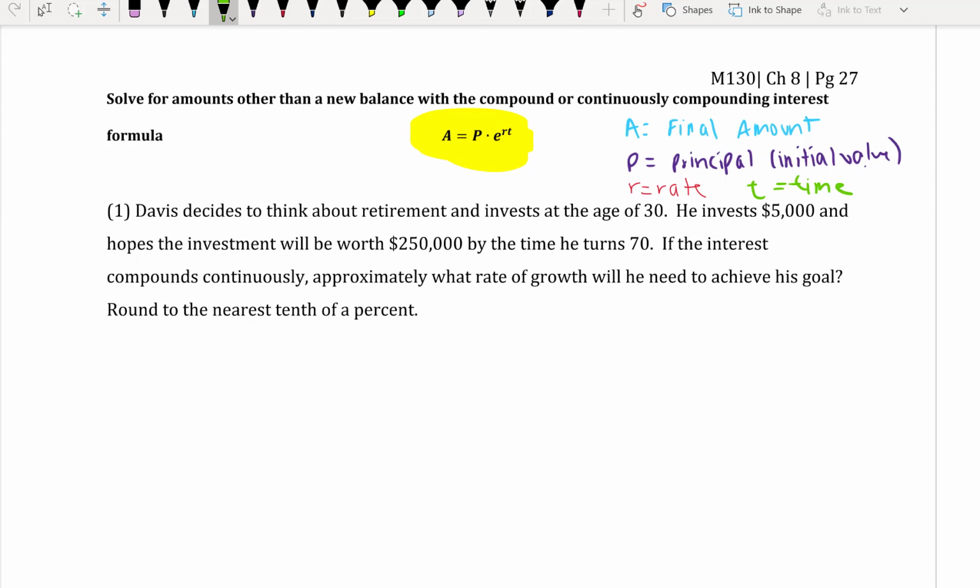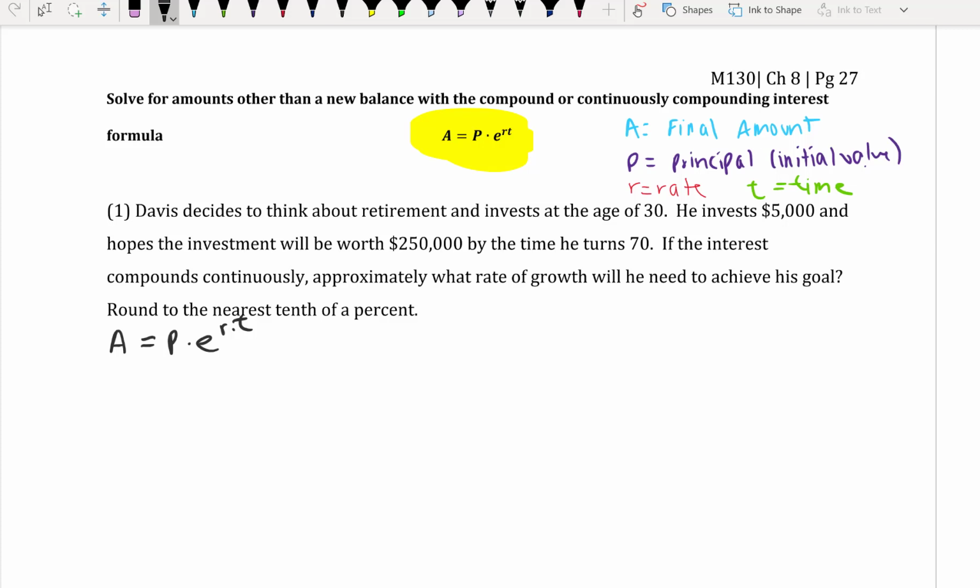So for the first example, Davis decides to think about retirement and invest at the age of 30. He invests $5,000 and hopes the investment will be worth $250,000 by the time he turns 70. If the interest compounds continuously, approximate what rate of growth will he need to achieve this goal? Round to the nearest tenth of a percent. So you already know the formula that you're going to be using. You know you're going to be using A is equal to P times e to the R times T.